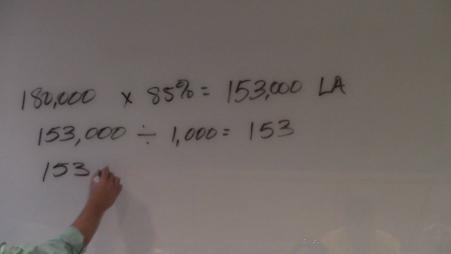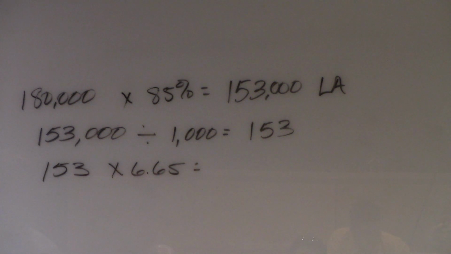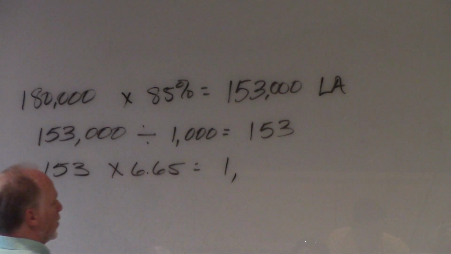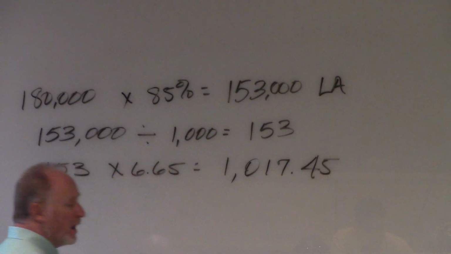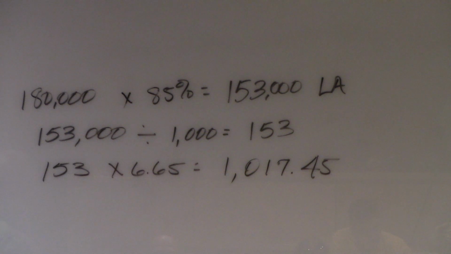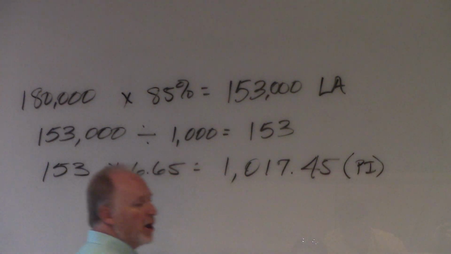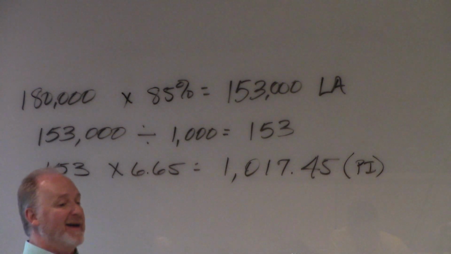153 times 6.65 equals how much? $1,017.45. Now, every time you're doing it for right now, ask yourself, what did I just learn? 1,017.45 is your what? That is your PI. The only thing that the amortization chart can help you solve is principal and interest. But the question says, what is your PITI?